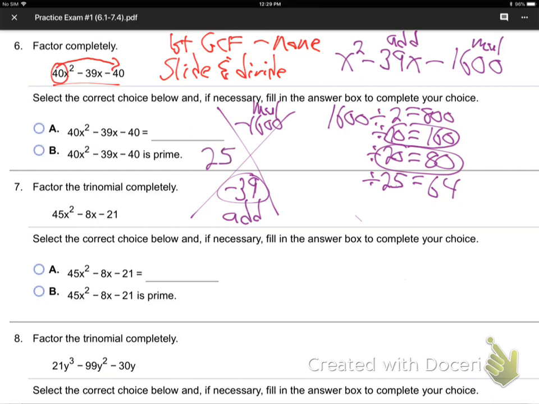That's it. 25, 64. Sign in the bottom goes on the bigger. So plus 25 minus 64, that is minus 39, and that multiplies to be minus 1600. So I just tried some bigger numbers till I found a pair. That was a tricky one. Okay, so now, let me erase this.